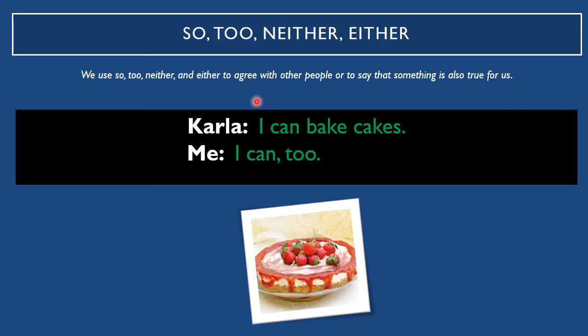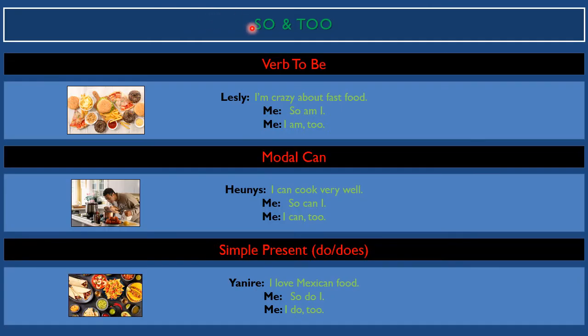Here we have an example. Carla says, I can bake cakes. I can bake cakes, so she has this ability. Now, if I say, I can too, it means that that is also true for me. She can bake cakes and I can bake cakes too. So I can too, because it's true for her and it's true for me. So and too. We use so and too to agree with positive sentences.